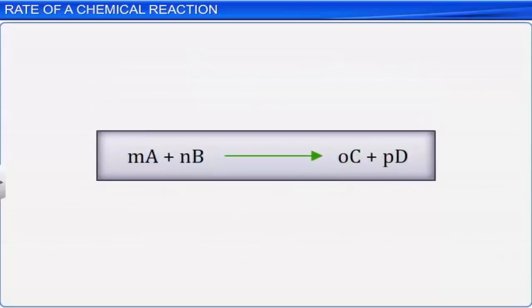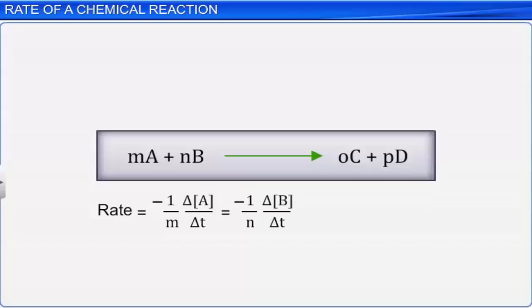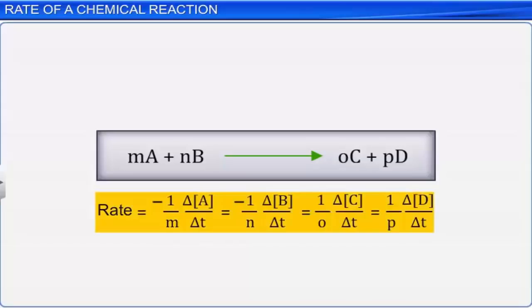The rate of chemical reaction in this case is given as -1 by m into delta A by delta t equals -1 by n into delta B by delta t is equal to 1 by O into delta C by delta t is equal to 1 by P into delta D by delta t. You have learnt about the rate of reaction.